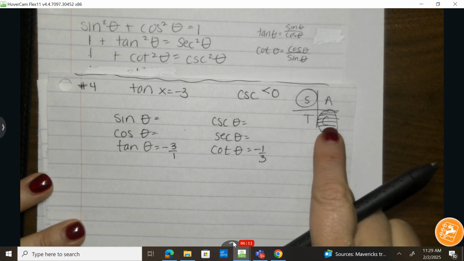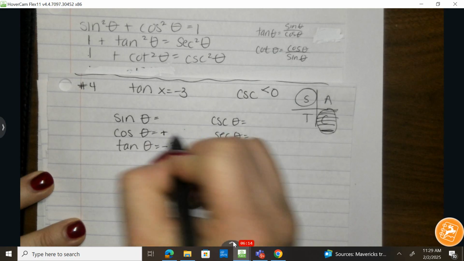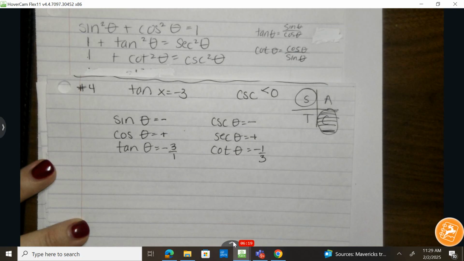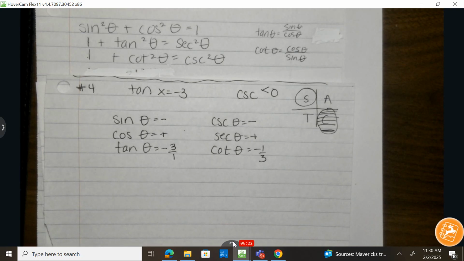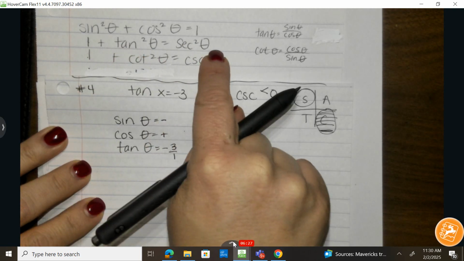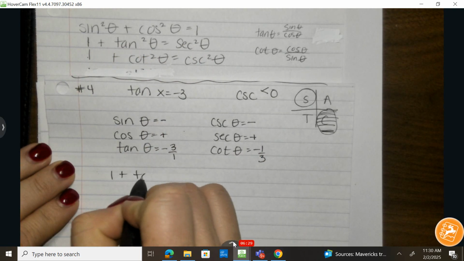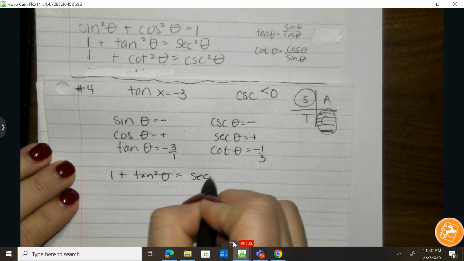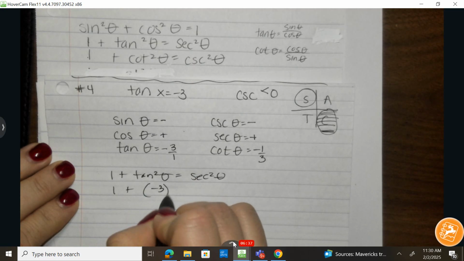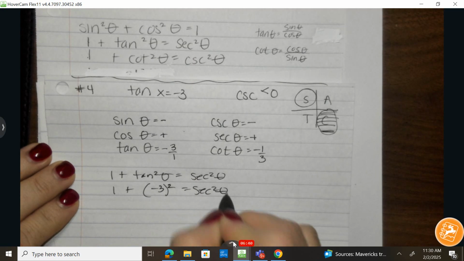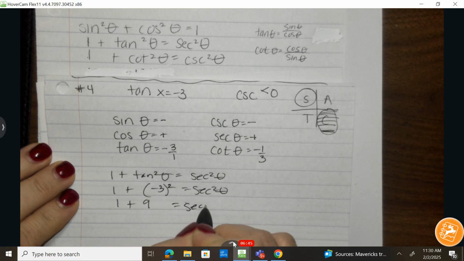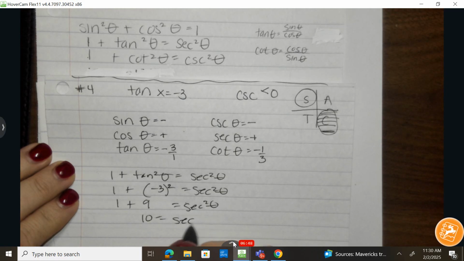So in quadrant 4, only the cosines are positive. I'm going to start by putting a plus sign in the cosine and its reciprocal and a negative in the other locations. Where do I get started here? Well, I see tangent, so I look up above and I think I'm going to use the second equation. 1 plus tangent squared theta equals secant squared theta. So I'm going to place into this position a negative 3, or negative 3 over 1, to square it. 1 plus negative 3 times negative 3 is positive 9. 10 equals the secant squared theta.